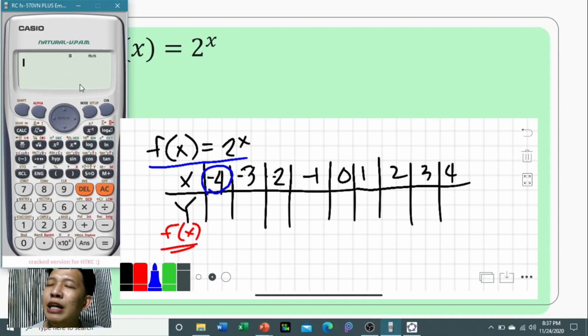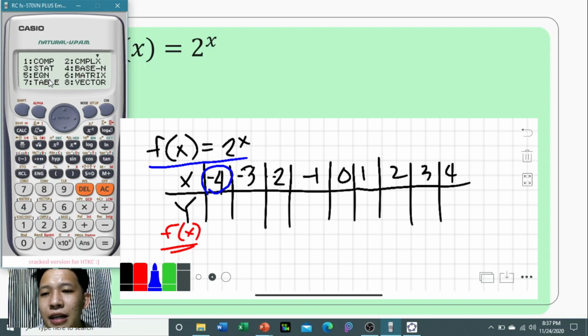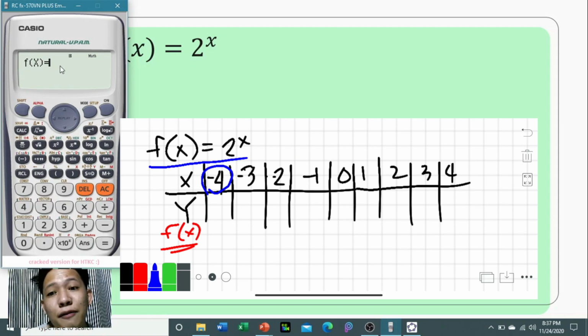Okay? So, if you have a scientific calculator, and when we press mode, you will see a table in our options, then you can use this method. So, just press 7 because 7 is the table. And what will appear there is the f of x. So, when f of x appears, what we're going to do is just plug in our function. So we have f of x equals 2 raised to x. So our x is alpha close parenthesis. That is our variable x. And then we have to press equals.